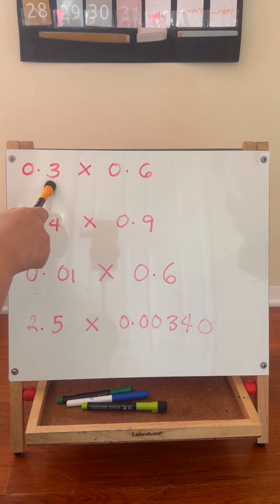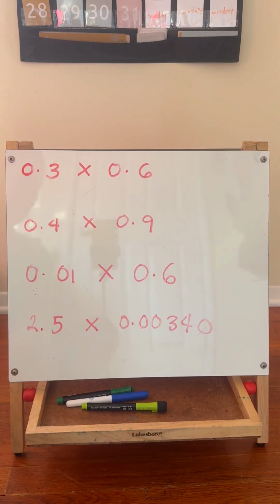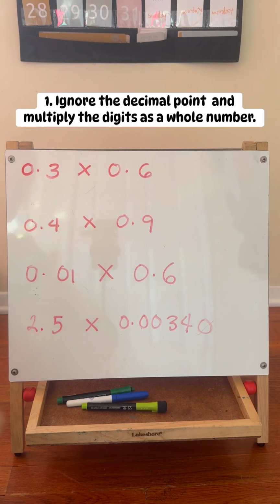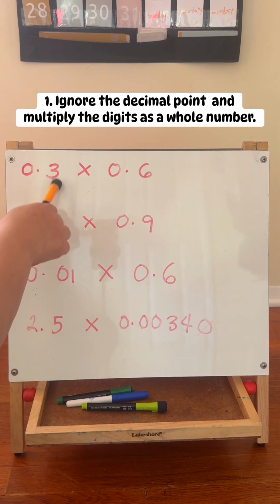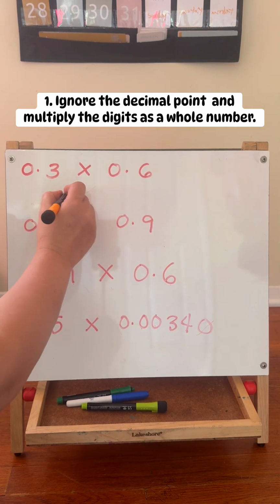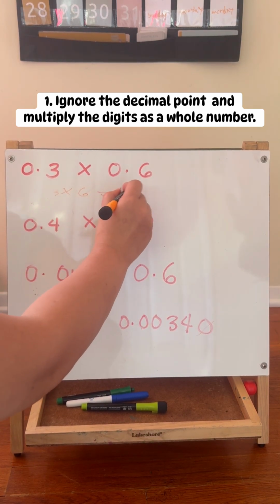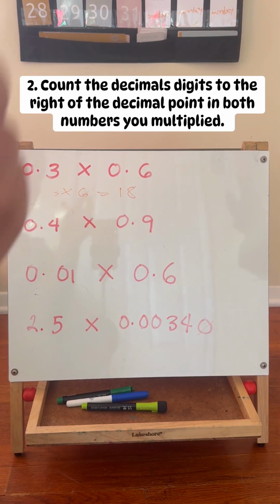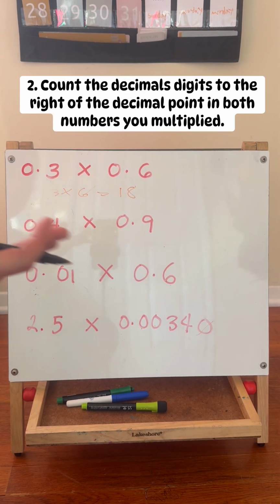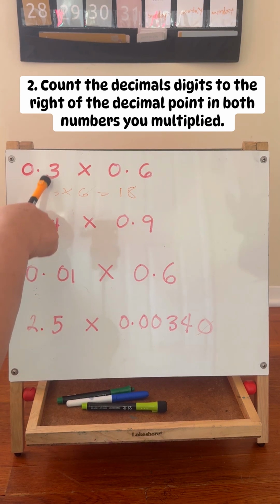So we have here 3/10 and 6/10. Now there are steps. I'm going to flash the steps on the screen for you to be able to see it. So step 1 is ignore the decimal point, and then multiply as a whole number. So the whole numbers are 3 and 6. So 3 times 6, what is the answer? 18. Okay? And then step 2, count the decimal digits, the numbers to the right of the decimal point.